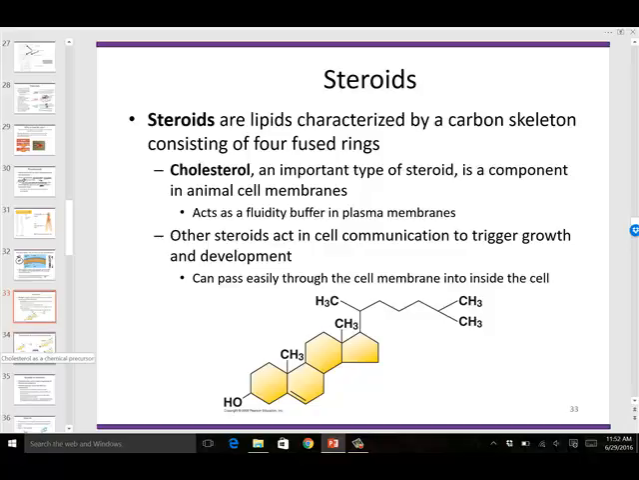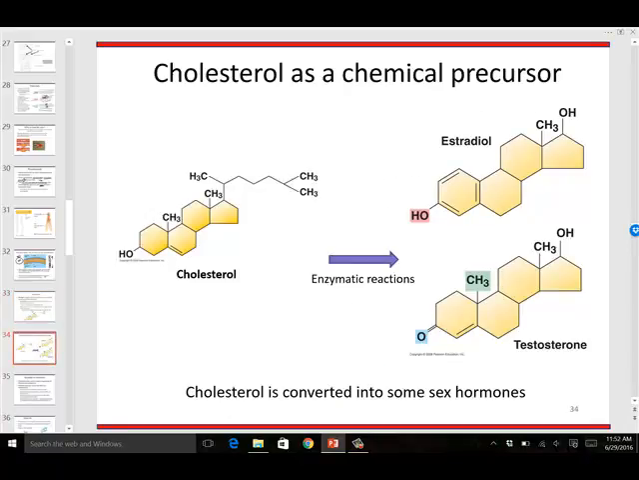So let's take a look at some of those steroid hormones. Here's two examples, estradiol and testosterone. Estradiol is actually a form of estrogen. So estrogen and testosterone are both steroid hormones. And as it turns out, they're actually derived from cholesterol. Our cells can make cholesterol, some of them anyways, and we can convert that cholesterol using a certain class of enzymes into both estrogen and testosterone.